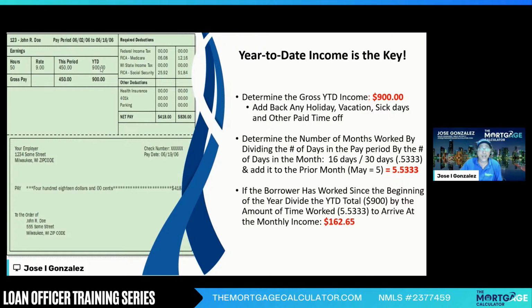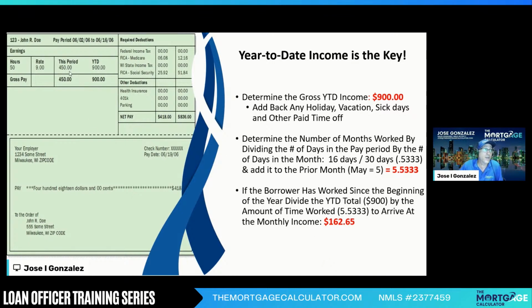$900. So the next step, pretty elementary, right? We get the $900 year to date earnings, divide that by 5.5333, and you arrive at Mr. John Doe's monthly income of $162.65, right? So again, this is assuming that Mr. John Doe has worked the complete year, right?